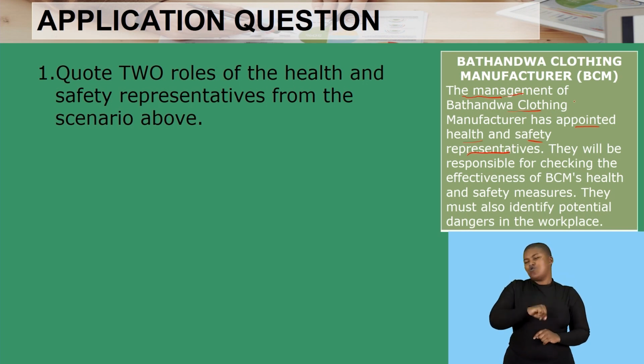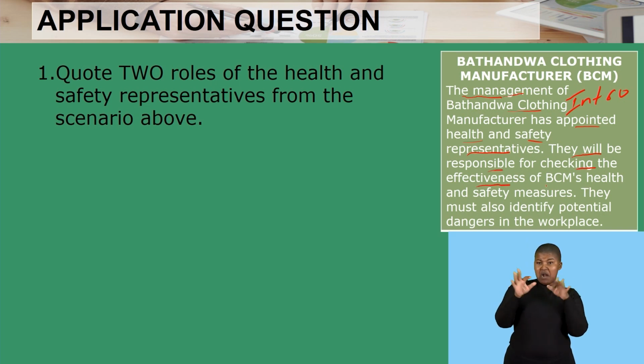Do you have an answer there? No. This is just an intro, meaning an introduction to what the business is doing or what the business is planning to do. Now, the second sentence says they will be responsible for checking the effectiveness of Batandwa Clothing Manufacturer's health and safety measures. That is one. And they must also identify potential dangers in the workplace. So you will quote the 2 last sentences because they are relevant and accurate and they are the correct answer.